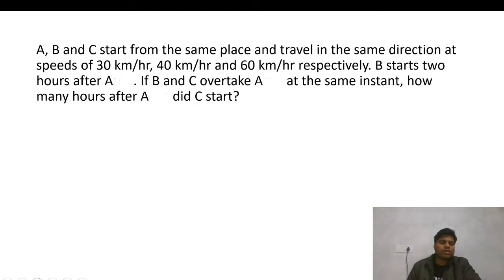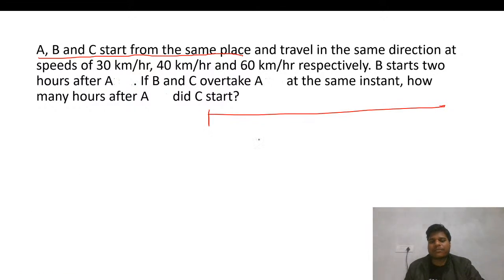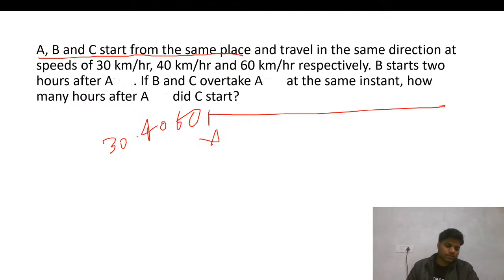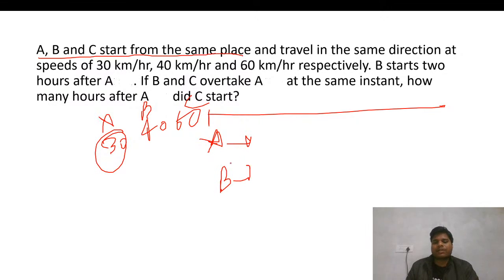Now see how easily we can solve this question. We will not make any equation. A, B, C start from the same place, in the same direction, at the speeds of 30, 40, 60 respectively. B starts 2 hours after A. So first A starts with the slower speed, then B starts after 2 hours, there is a gap of 2 hours. Then C will start. You have to find the difference between these two times.